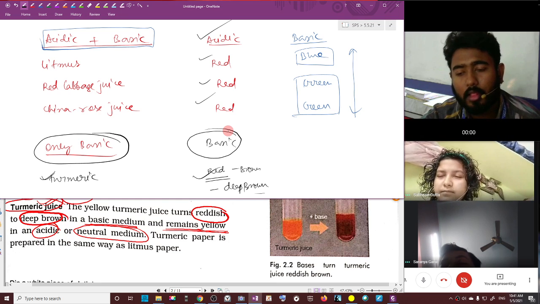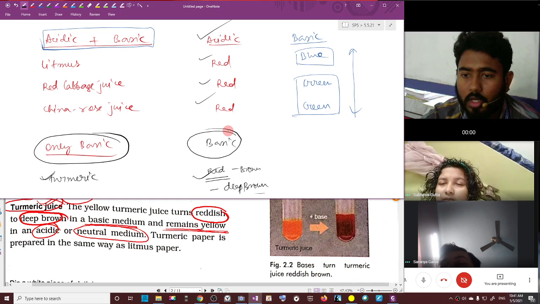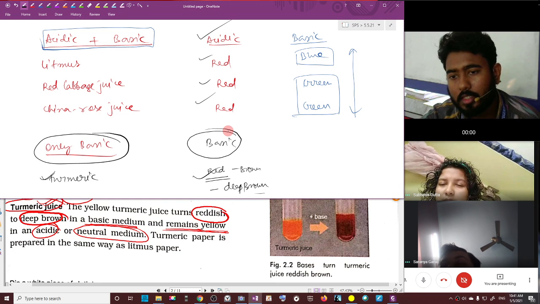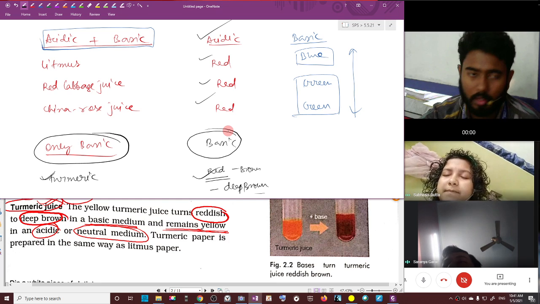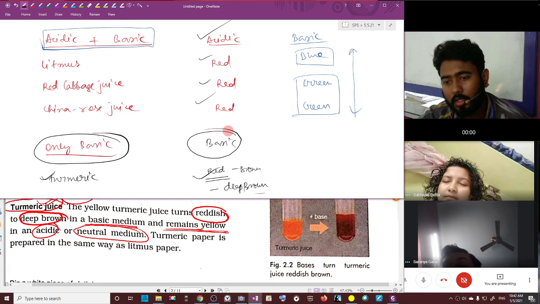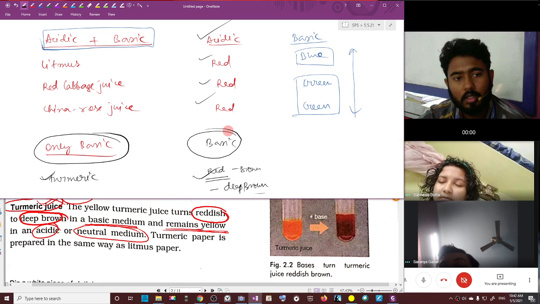Now tell me, for indicators which are acidic and basic both, what are the indicators available? Red cabbage juice, China rose juice and litmus. Phenolphthalein is a basic only indicator. It is not an acidic and basic both indicator. So we have China rose juice, litmus, and red cabbage juice.